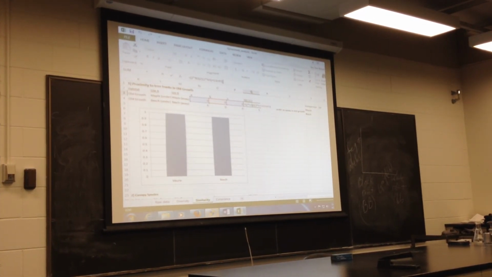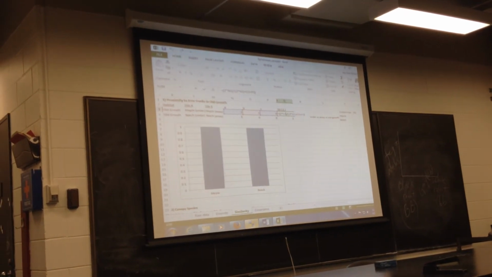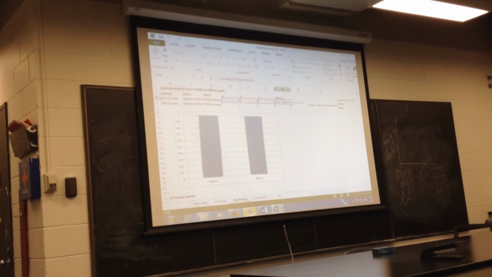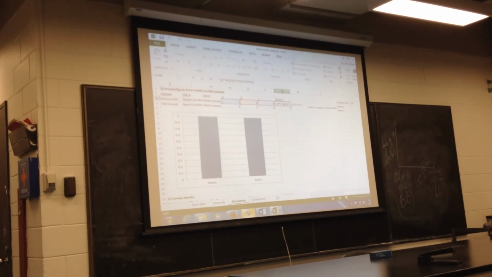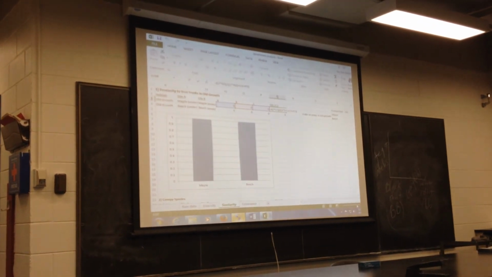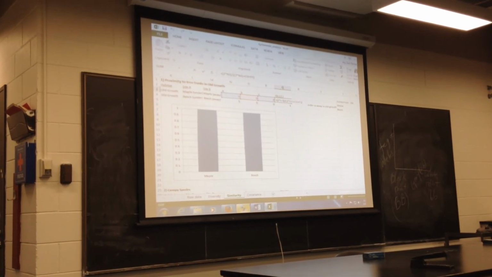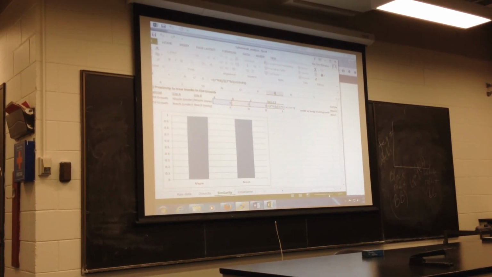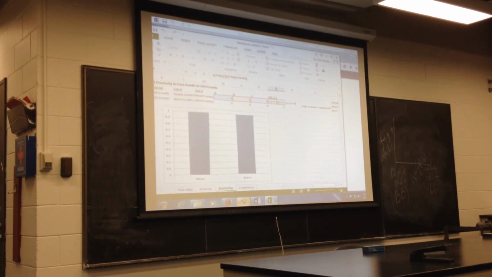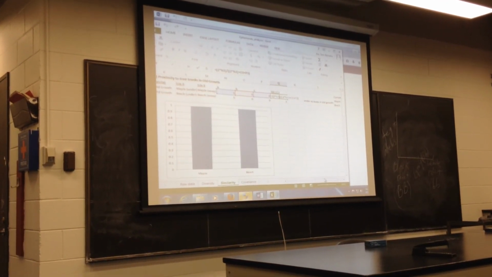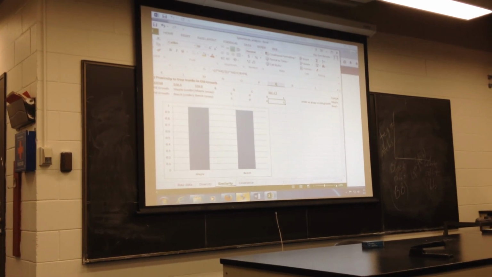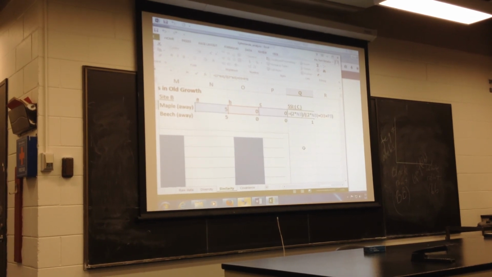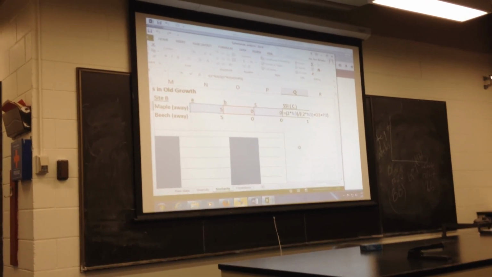Look at this equation, if you want to write it down. The general equation is written for you, but if you want to know how to write it in Excel, it's right here. That's what the equation looks like in Excel.